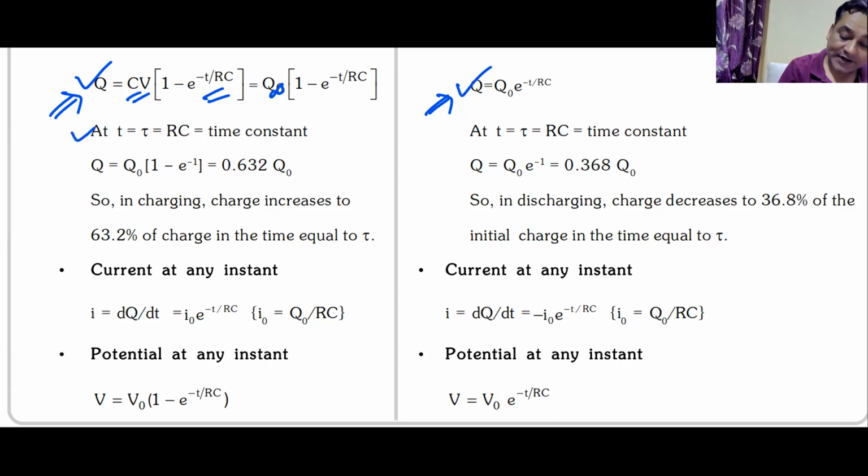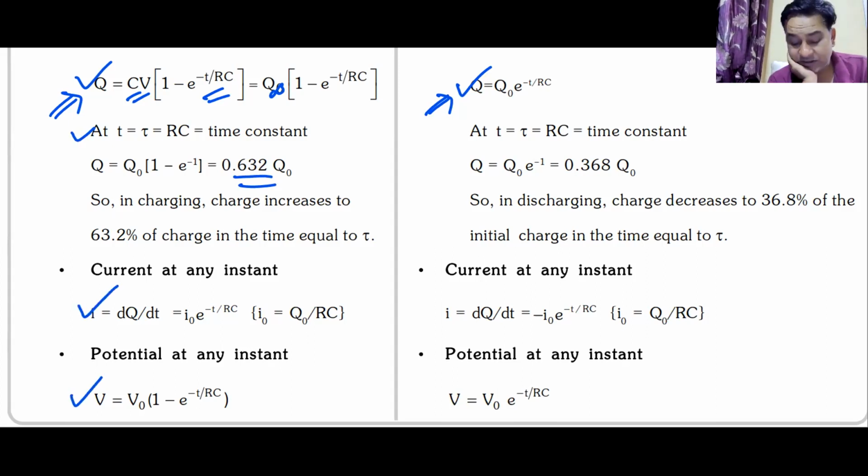Then you have one time constant. The charge in one time constant increases from 0 to 63%. Yes or no? Yes, sir. Then you differentiate this, you will get current. Divided by C, you will get the potential drop across the capacitor. Yes or no? Yes, sir. These are how simple questions are framed. I hope you understand this, and then you can solve this one.